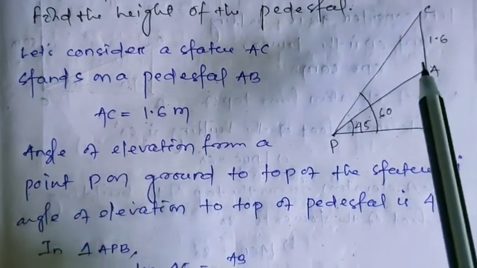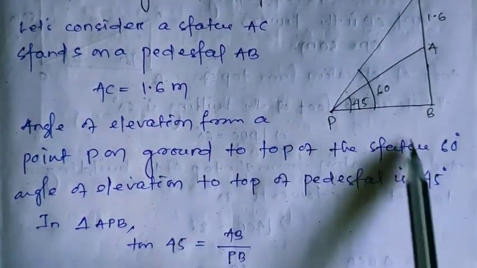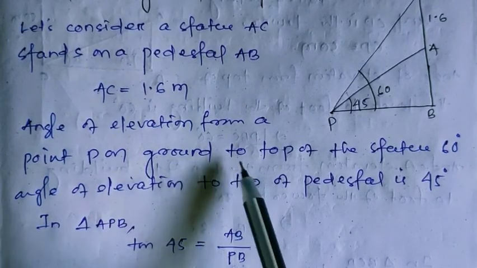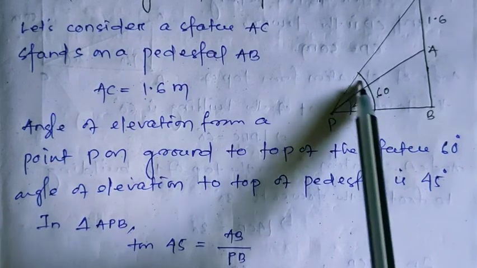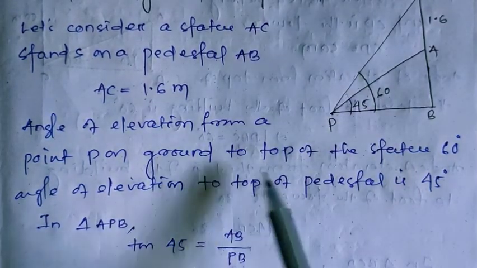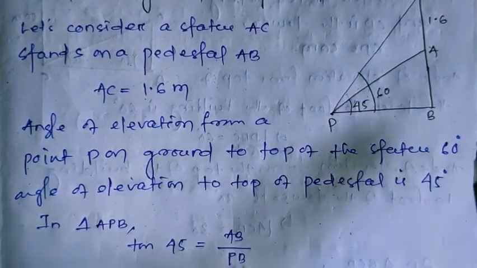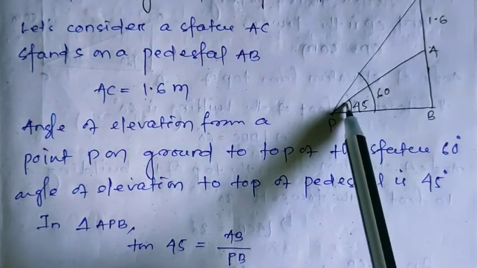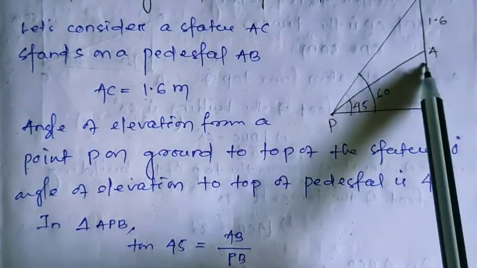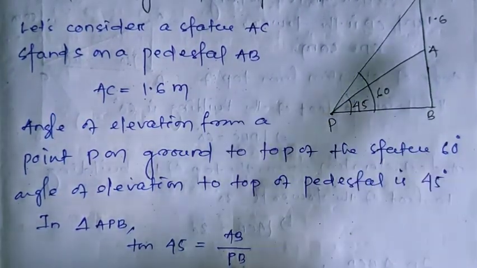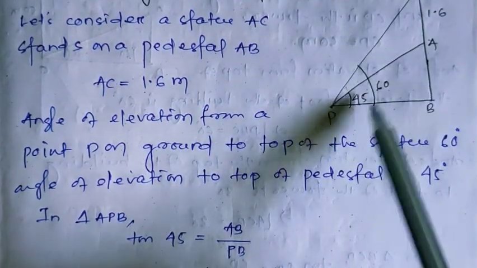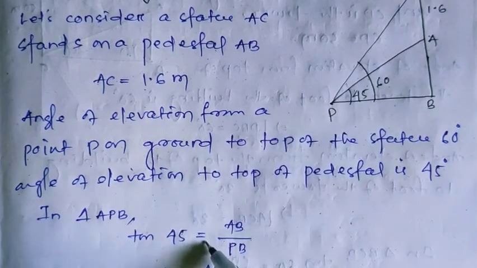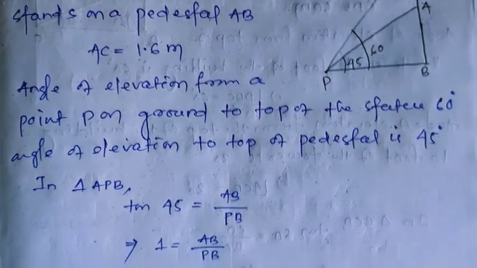I have written here: the angle of elevation from point P on the ground to the top of the statue is 60 degrees, which is this angle, and the angle of elevation from P to the top of the pedestal is 45 degrees. So in triangle APB, I can write tan 45 is equal to AB by PB.